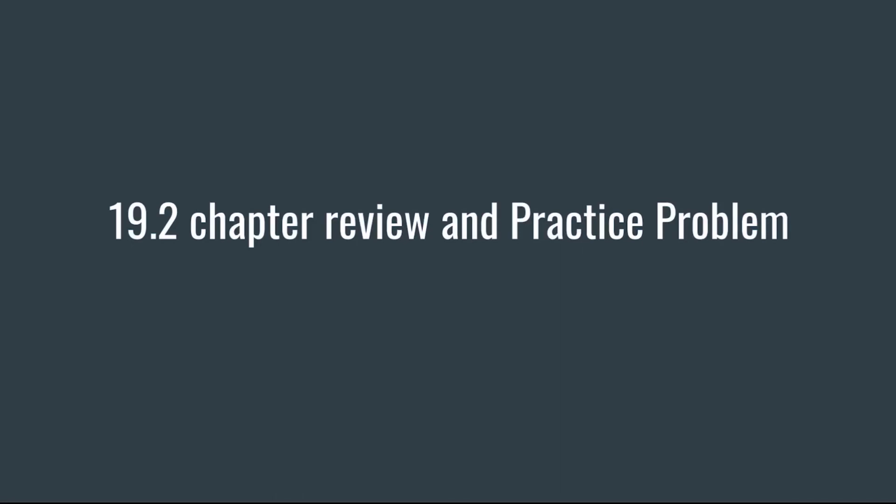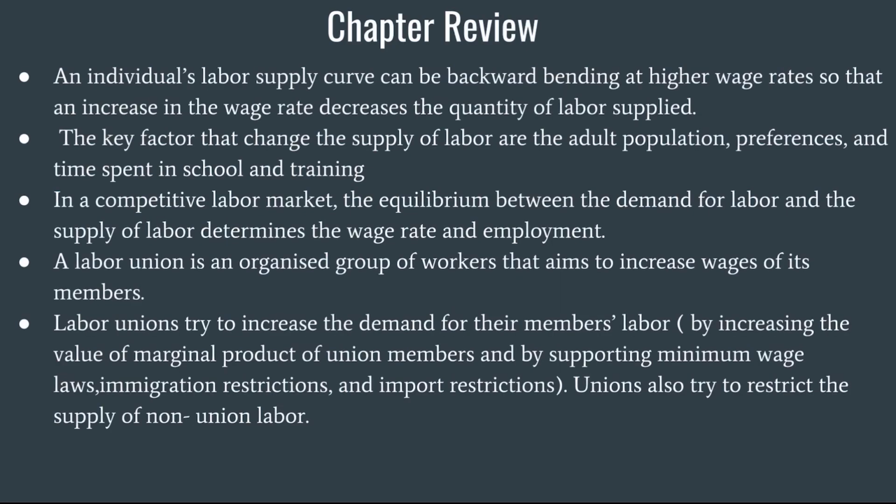19.2 Chapter Review and Practice Problem. Chapter Review. An individual's labor supply curve can be backward bending at higher wage rates, so that an increase in the wage rate decreases the quantity of labor supplied.